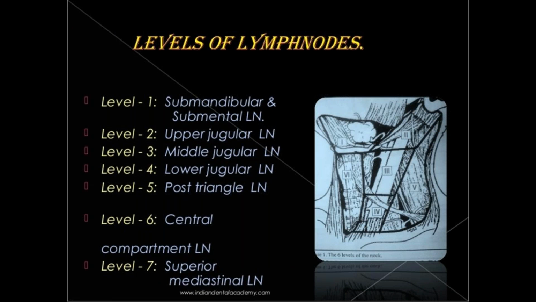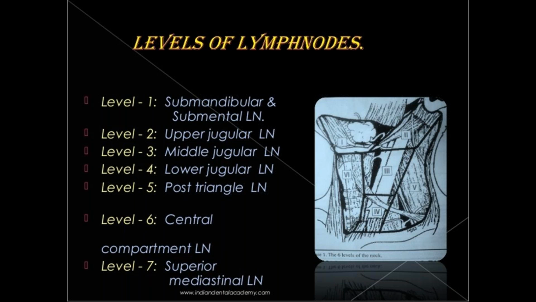So coming to the levels of lymph nodes. What are the levels of lymph nodes? There are 7 levels of lymph nodes. Level 1 is the submandibular, again divided into A and B. A is the submental, B is the submandibular, and level 2 is the upper jugular.